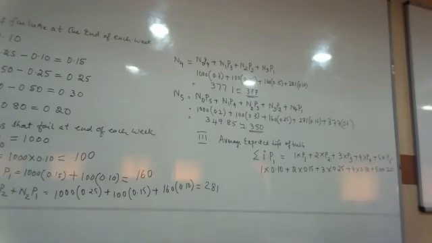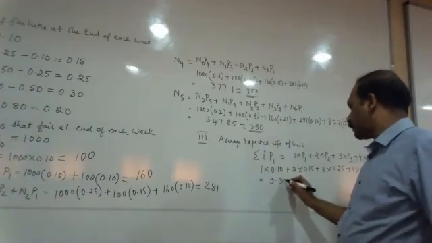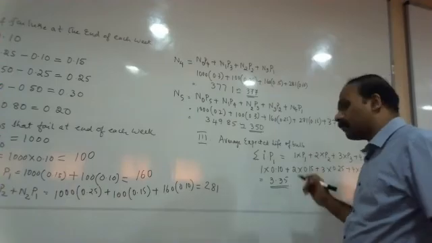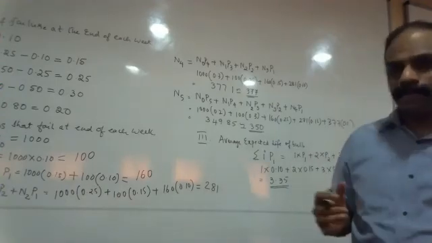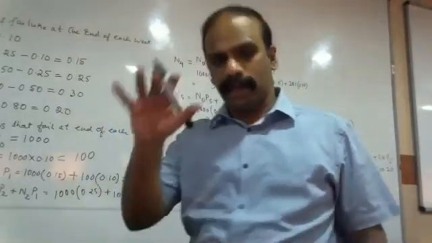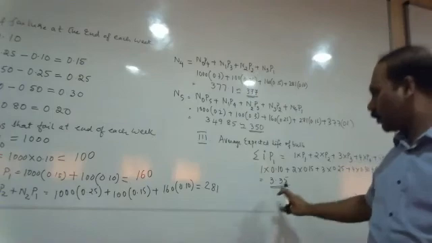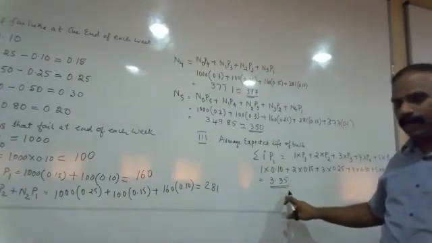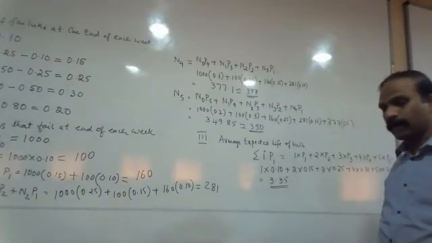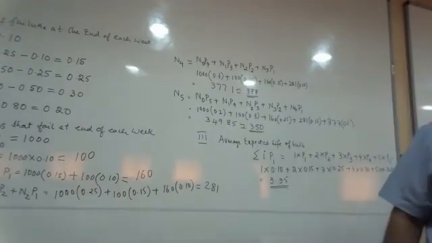3.35. So the average expected life is 3.35. That means one bulb on an average sustains for 3.35 weeks, or it can work in good condition. That is what we have calculated with the help of this particular formula. The average expected life of the bulb is 3.35.